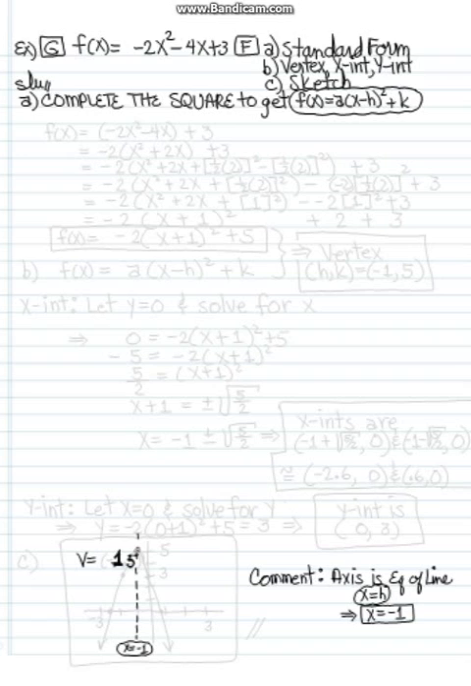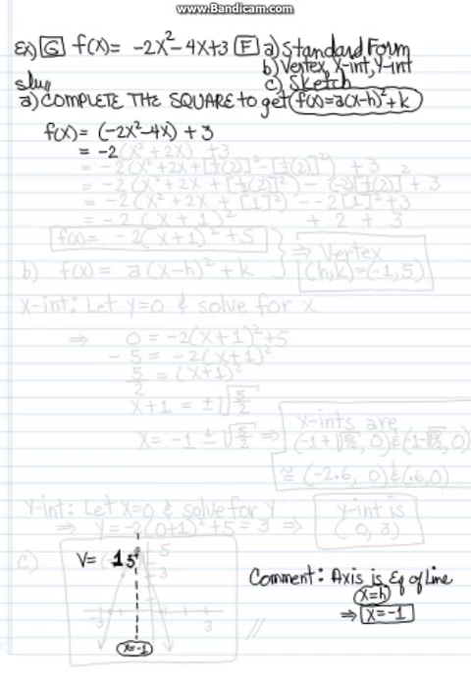We're going to get the standard form for part A. We're going to find the vertex, the x-intercept, and the y-intercept in part B, and then we're going to do a sketch in part C. So to get the standard form, we're going to complete the square and get the equation written in the form f of x equals a parenthesis x minus h squared plus k. So first we will isolate in parentheses anything that has an x in it. So we have f of x equals parenthesis negative 2x squared minus 4x in the parenthesis, and then close the parenthesis and put the plus 3 on the outside.